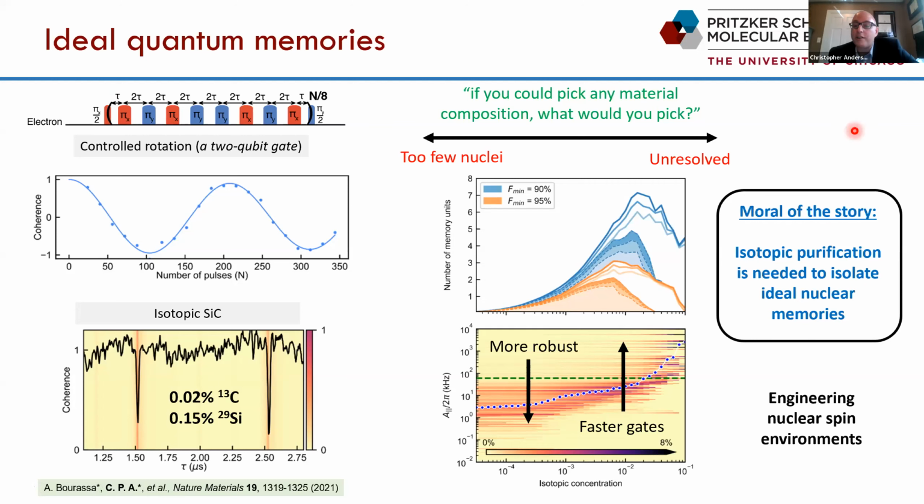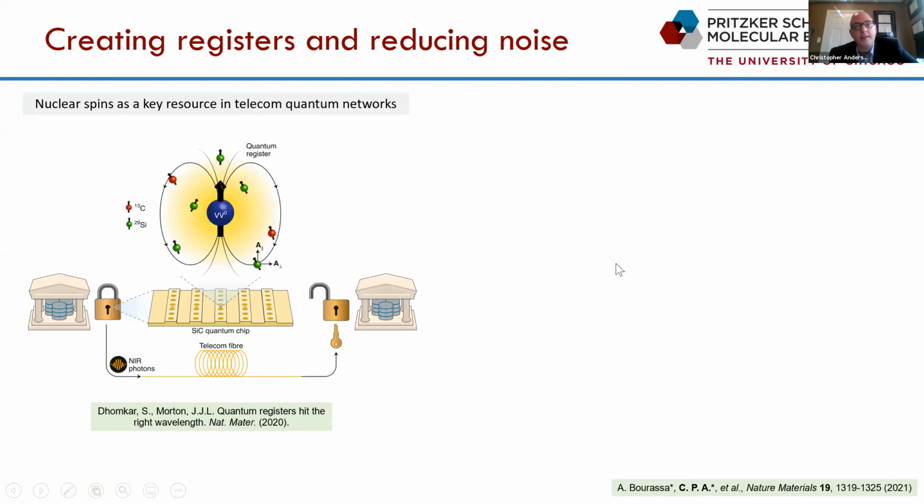But the moral of the story here is when you're designing these spin-based systems, you need to think about engineering your nuclear spin environment to maximize the number of nuclear spins that you want to use. The key takeaway is we have these nuclear spin memories as the key resource in our future telecom quantum networks using divacancies in silicon carbide.